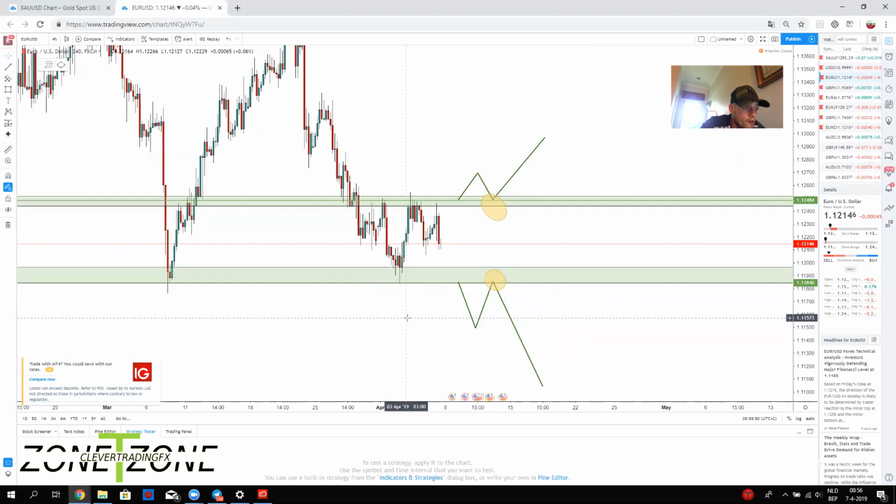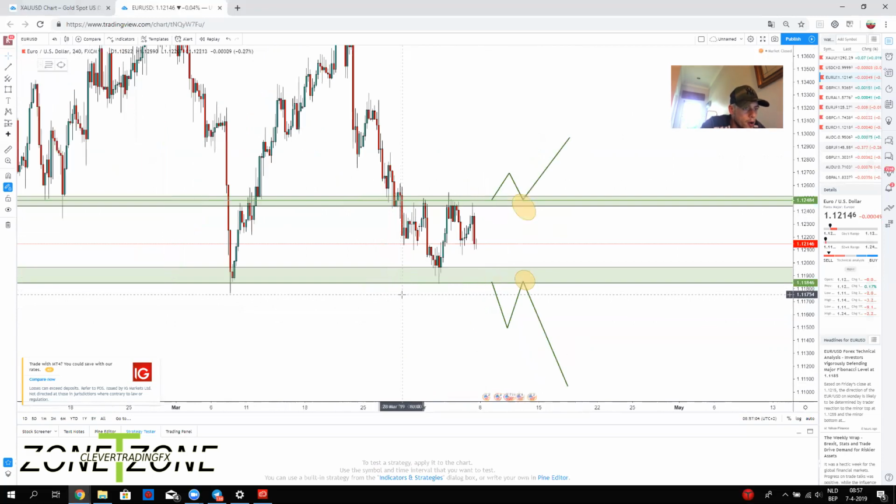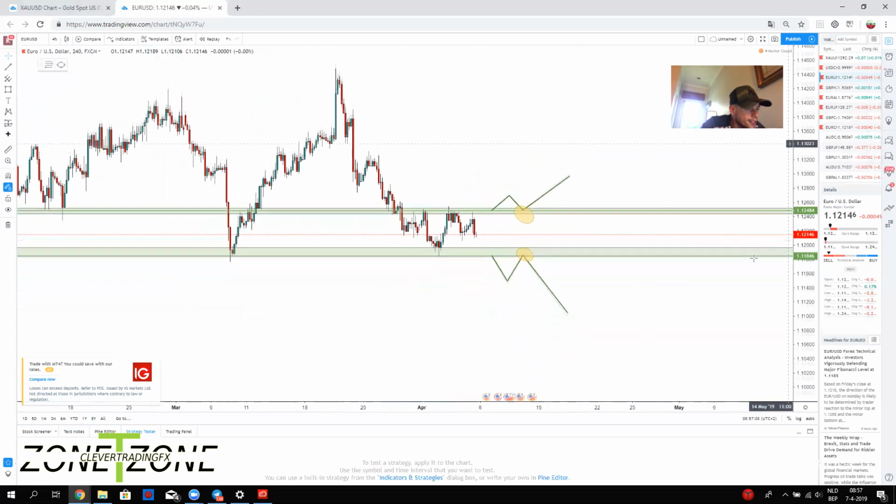If it's then going for 50 pips, I might be taking partials or taking everything. But maybe there's some more potential. The next zone is a little bit further away, so I might just let it run and see how far I can get and take that amount of pips. So that's how I'm trading. That's my strategy, and it's working pretty consistently for me.